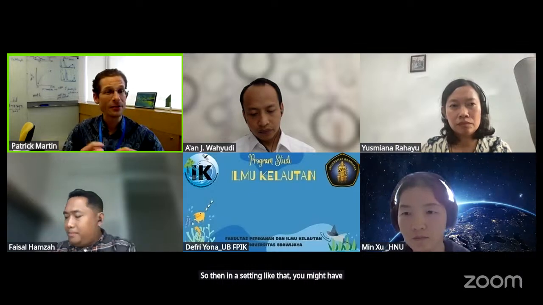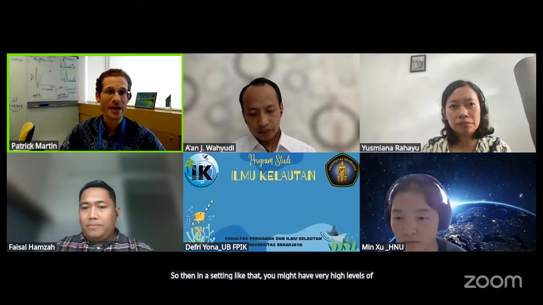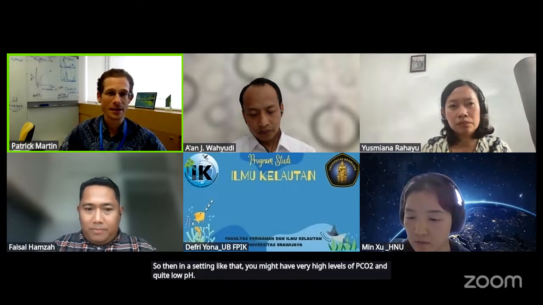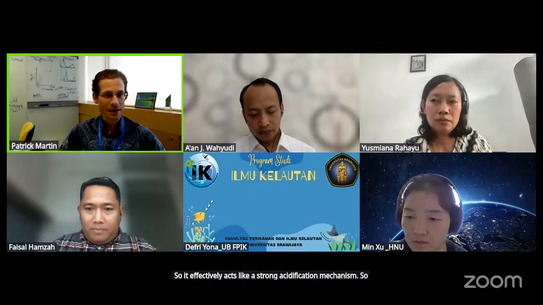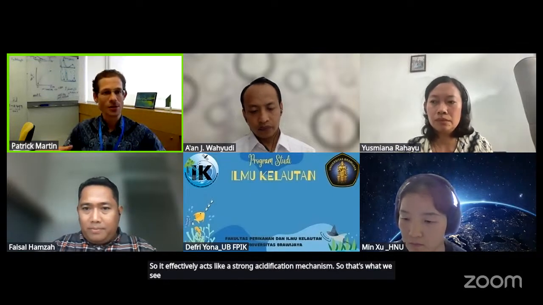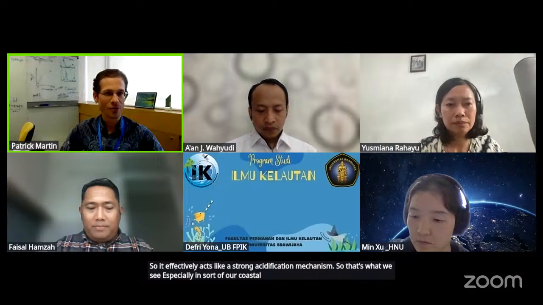So in a setting like that, you might have very high levels of pCO2 and quite low pH. So it effectively acts like a strong acidification mechanism. That's what we see, especially in our coastal waters here around some parts of Indonesia and Singapore, where we get a lot of organic matter input.